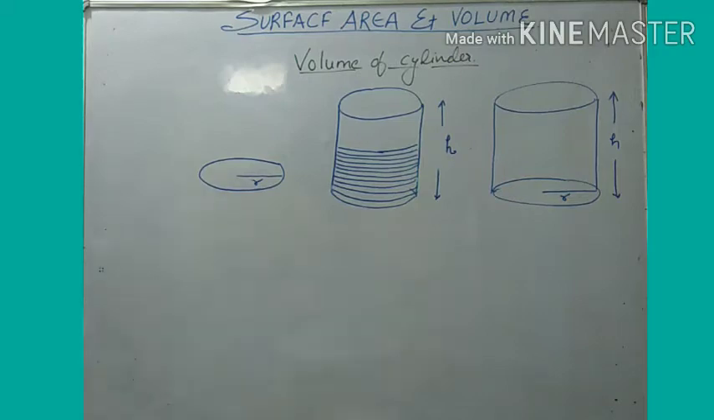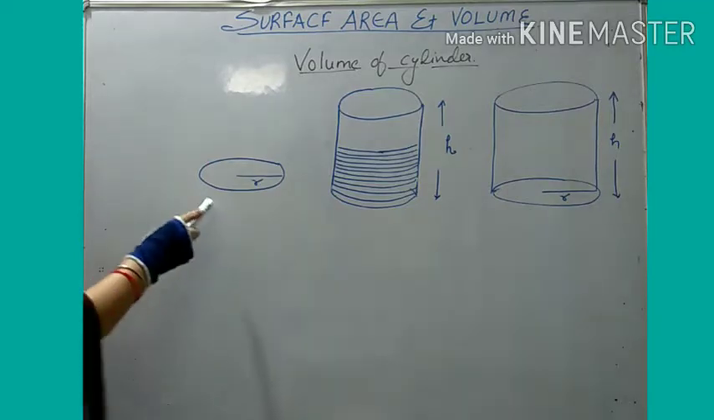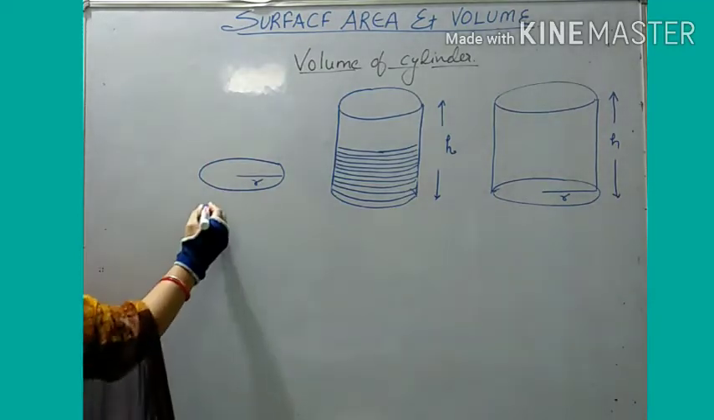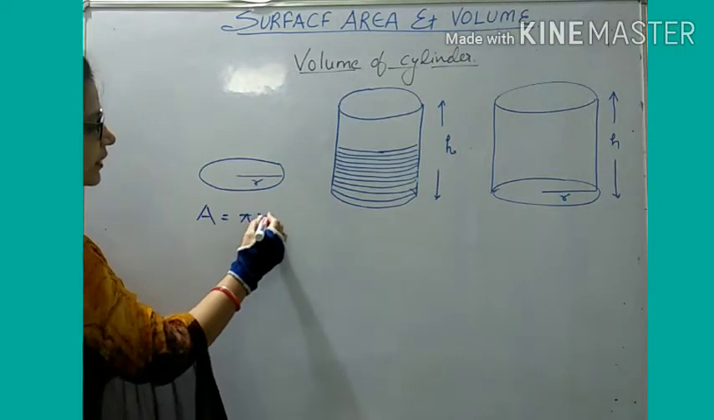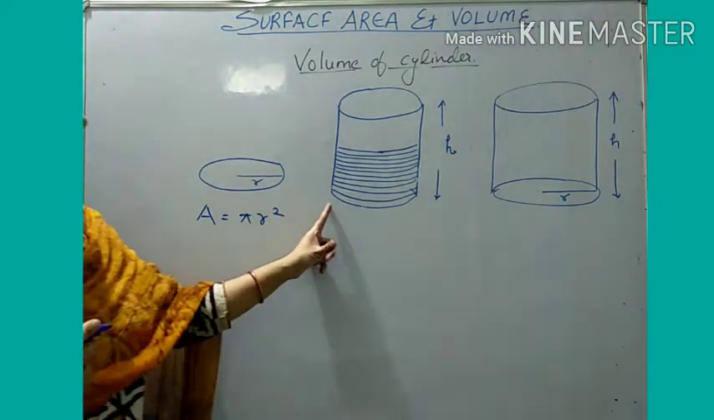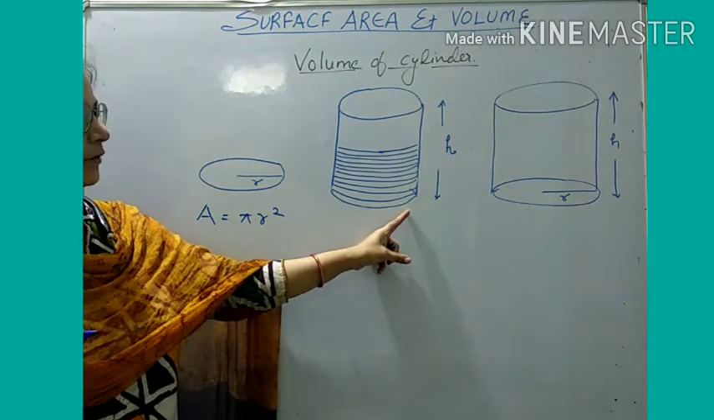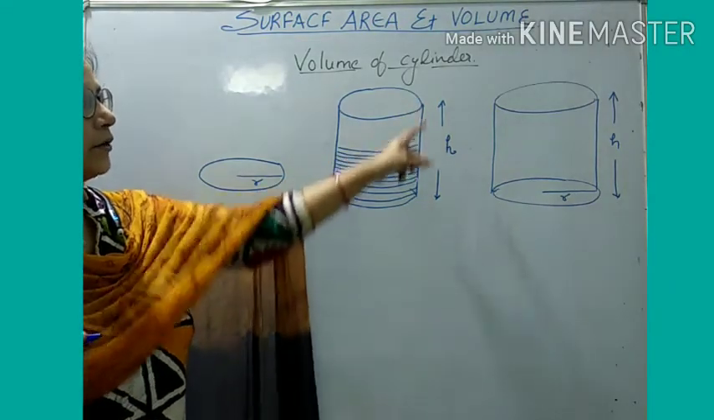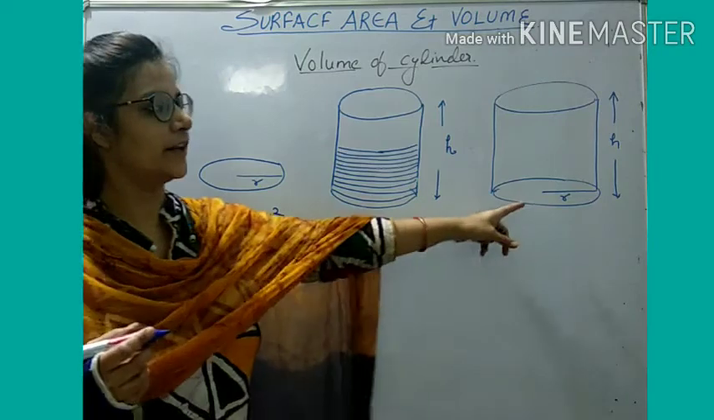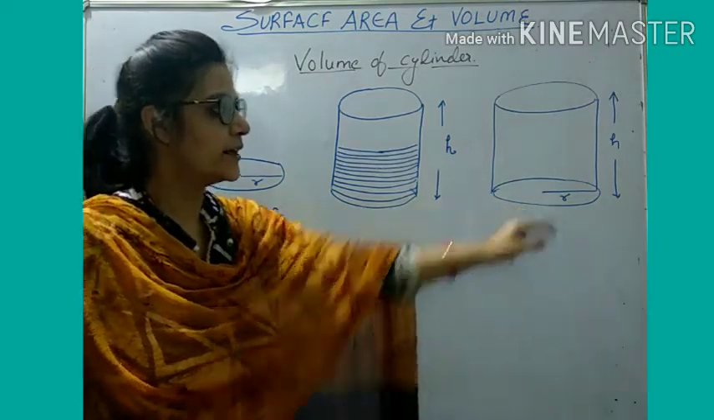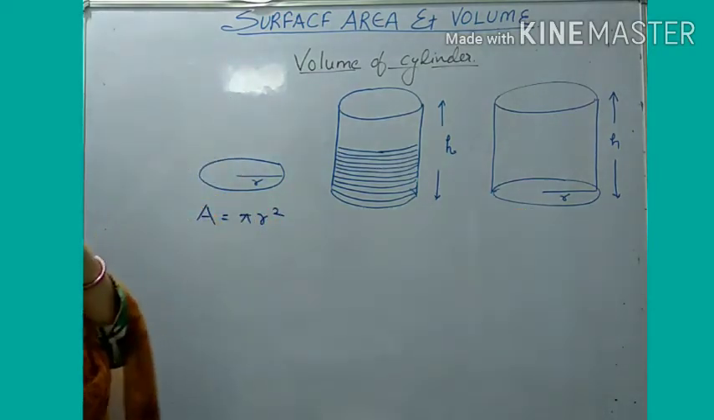Now, the next topic is the volume of cylinder. As a cuboid is built up with rectangles of the same size, in the same manner, we can make a cuboid with circles of the same size. Now, this is a circle. Let the area of this circle be A equal to pi r square. Now, when we keep the circles one above the other up to a height of h, then what will we get? We will get a cylinder whose radius is r and height is equal to h.